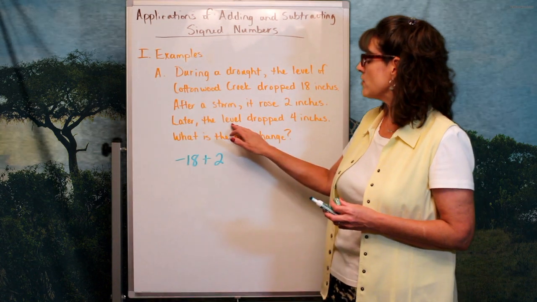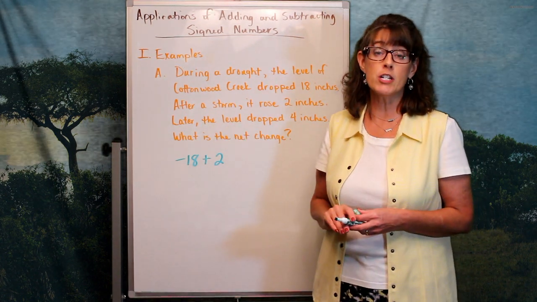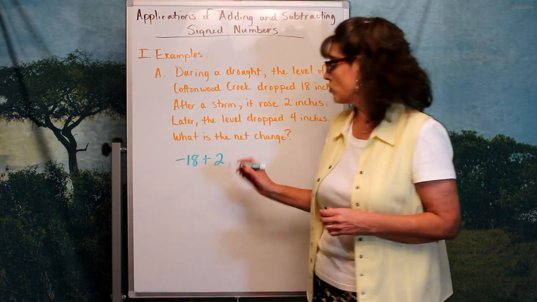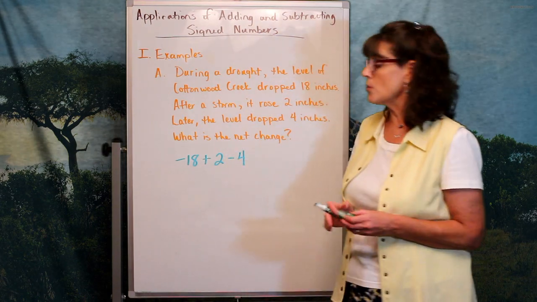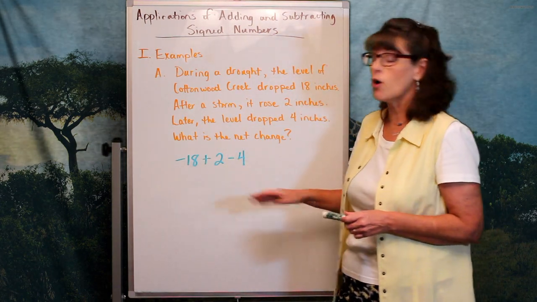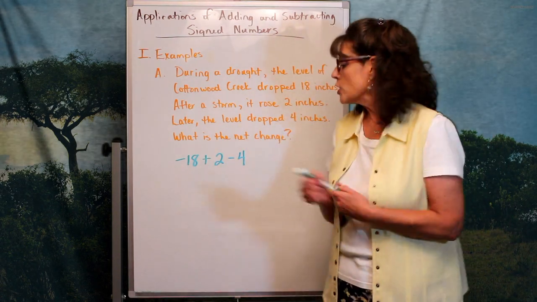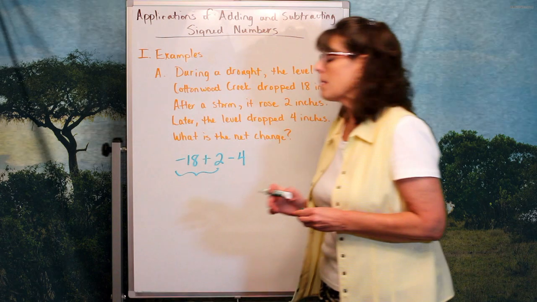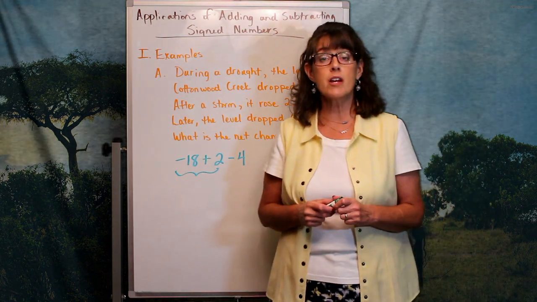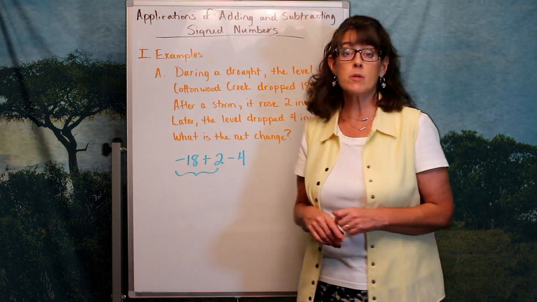And then it says after that it dropped again 4 inches. So once again, to represent dropping, we would subtract 4 inches. And we want to know, what is the net change for all of this? Well, you know that we can only work with two numbers at a time. So we're going to work with the first two. And I'm adding a couple of sign numbers. Notice the signs are different. One's a negative, one's a positive.